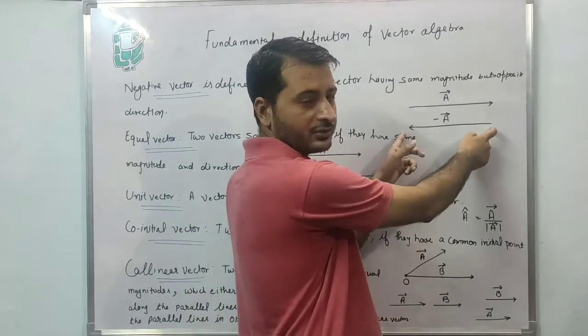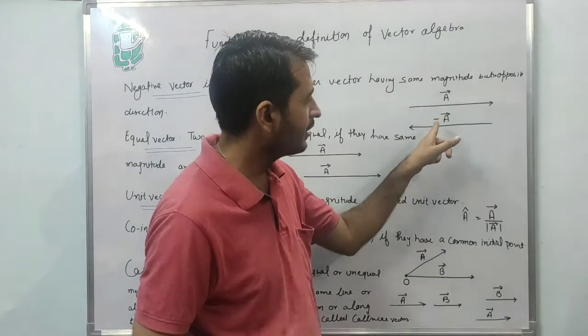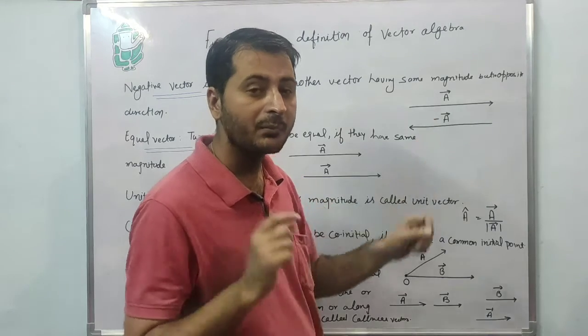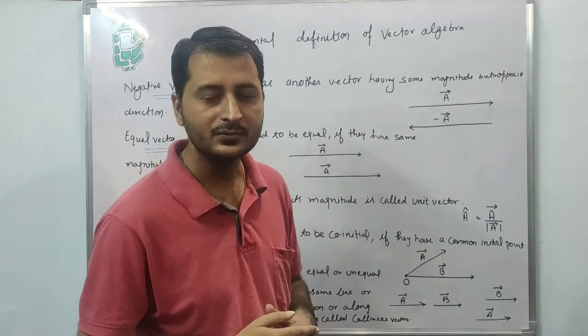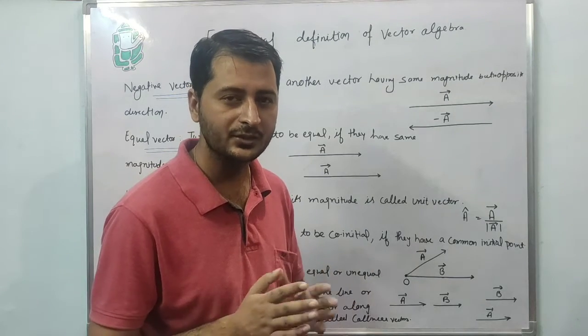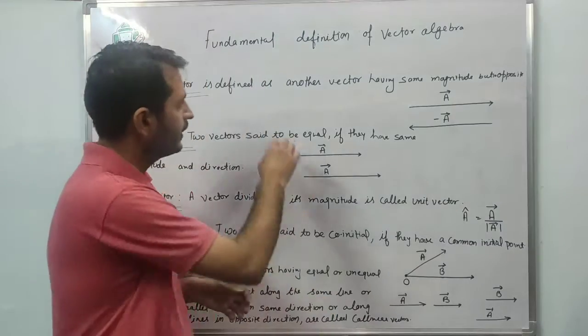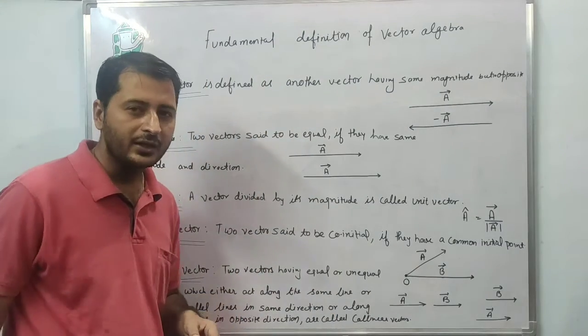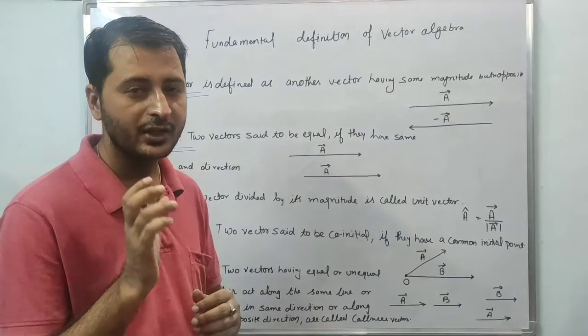Now the tail is on this side, head is on this side, which is represented by a vector with a minus sign. The minus sign represents a negative direction or opposite direction. So that is called a negative vector. A vector having the same magnitude but opposite direction is called a negative vector.